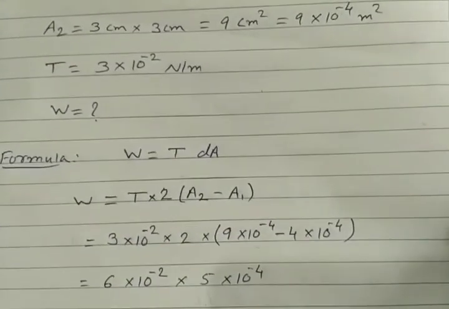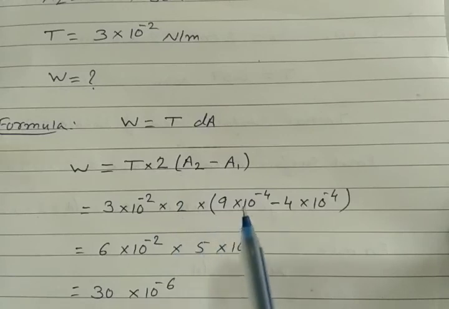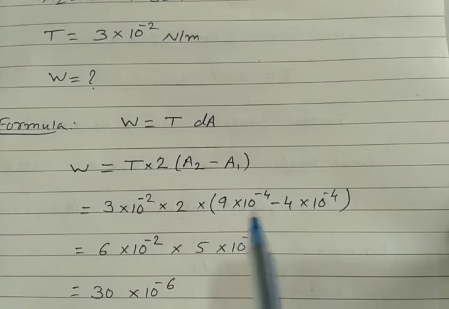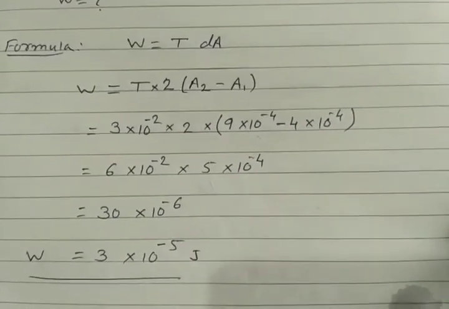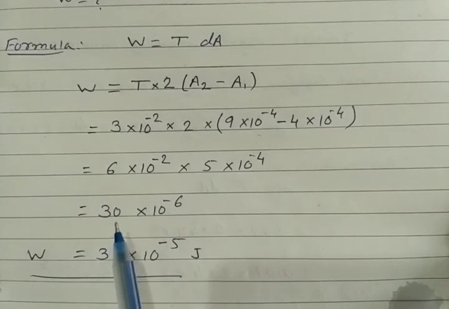So substituting the values, 3 into 10 raised to minus 2 into 2, into 9 into 10 raised to minus 4 minus 4 into 10 raised to minus 4. 9 minus 4 is 5, and simplifying this, our answer comes to be 30 into 10 raised to minus 6. So minus 2 minus 4, it is minus 6. Shifting one decimal place, we have the final answer 3 into 10 raised to minus 5 joule. So this is the answer for the 23rd numerical.